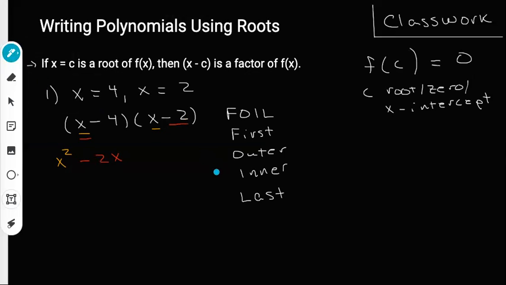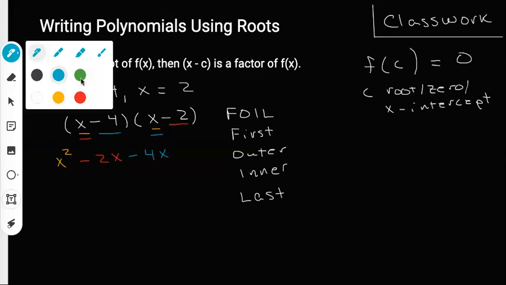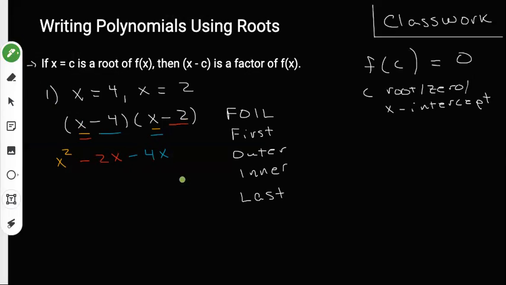After that, we're going to multiply the two inner terms, which are the two terms on the inside, the negative 4 and the x. We multiply those to get negative 4x. And then the last two terms we're going to multiply are the last two terms inside the parentheses, the negative 4 and the negative 2. And negative 4 times negative 2 is going to give us positive 8.